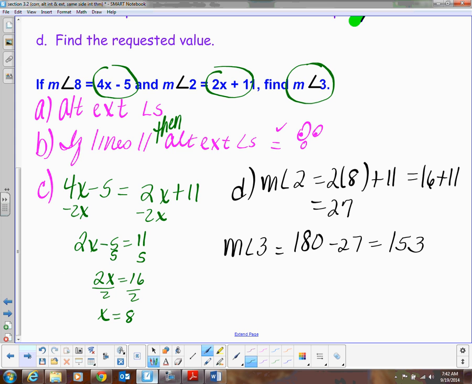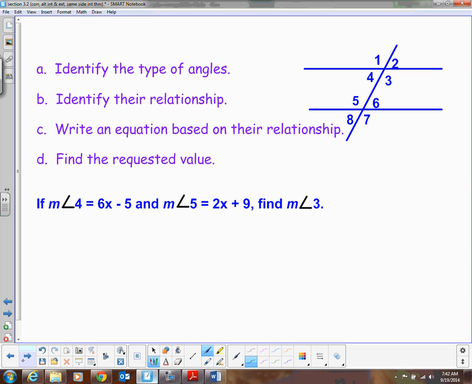Okay, let's do another one. What's 2 times 8? What I did is I substituted here because that's angle 2. Probably should have put it underneath. All right, here we go again.